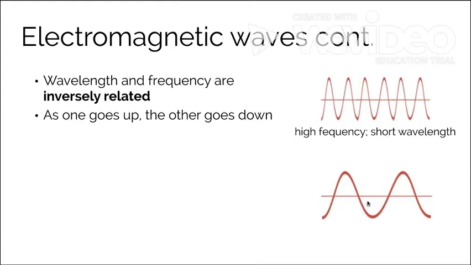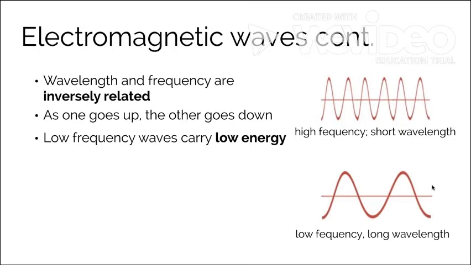Whereas if we compare it to this one over here, we can ask how many cycles. So this is one cycle and two cycles. There's only two cycles on this one, and notice that the waves are a lot more spaced out. So in this one, we say that we have a low frequency. We only have two cycles on this, but these have a very long wavelength, right? These waves are more spaced out from each other.